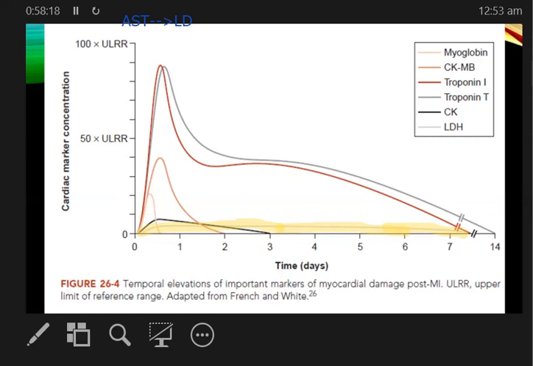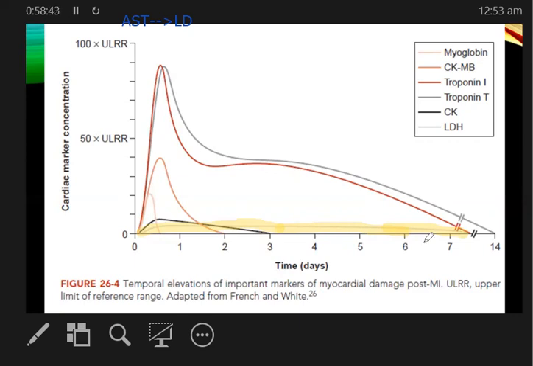That's why I discussed a while back your flipped LD pattern, right? In normal serum, LD2 is higher than LD1. However, in the case of your acute myocardial infarction, LD1 becomes higher in concentration as compared to your LD2.